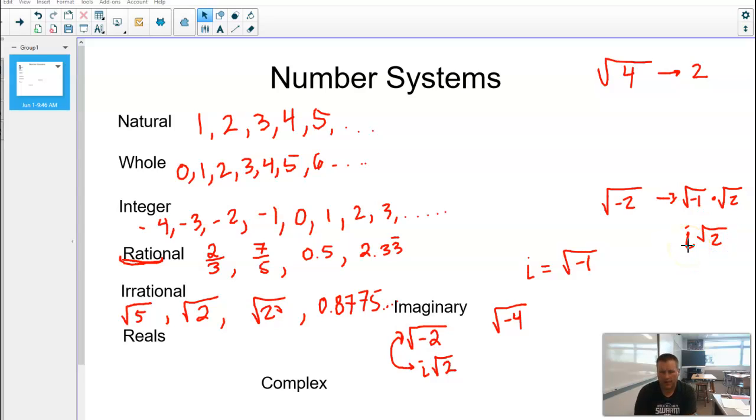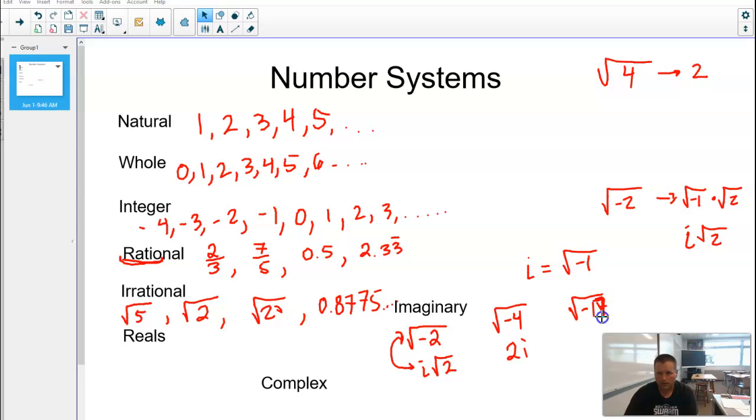Really what you need to understand is that imaginaries exist because we're taking the square root of a negative value. And so whenever you see this i, it's a number. It's not just a letter. It's the square root of -1, and we can use that to simplify. The square root of -4 would simplify to 2i, because the square root of 4 is 2, and the i comes from the negative value, the square root of -1. If I had the square root of -17, that does not simplify.